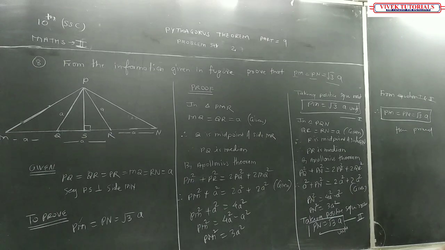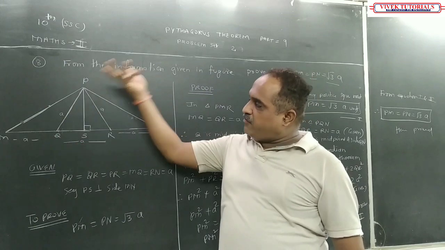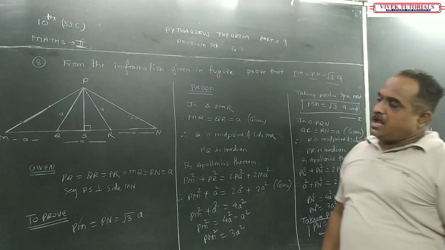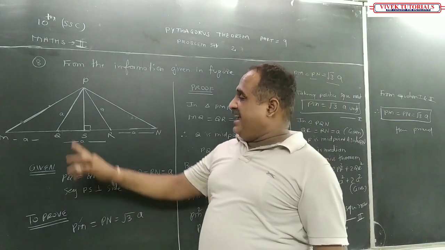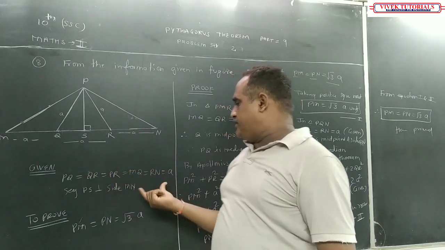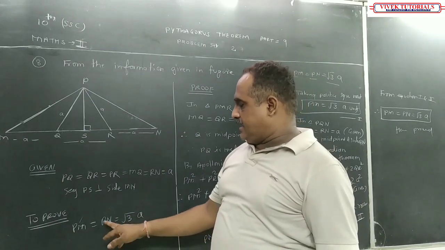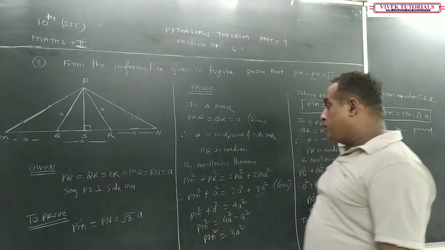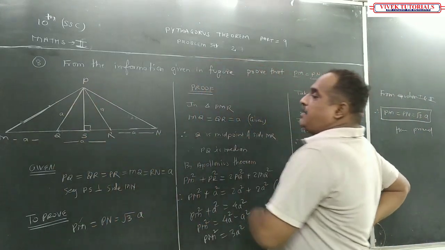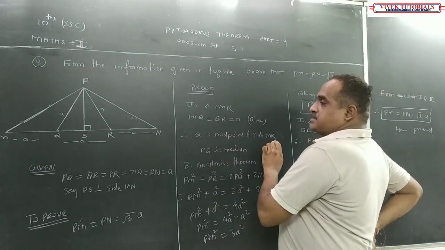Once again, in a figure, they have given information, and they have asked you to prove PM is equal to PN is equal to root 3 a. So, which are the values? PQ, QR, PR is equal to MQ is equal to RN is equal to a, and PS is perpendicular to MN. So PM is equal to PN is equal to root 3 a is what you have to prove. So what I did, I took the triangle PMR. In triangle PMR, MQ is equal to QR is equal to a is given. Q is the midpoint of side MR.